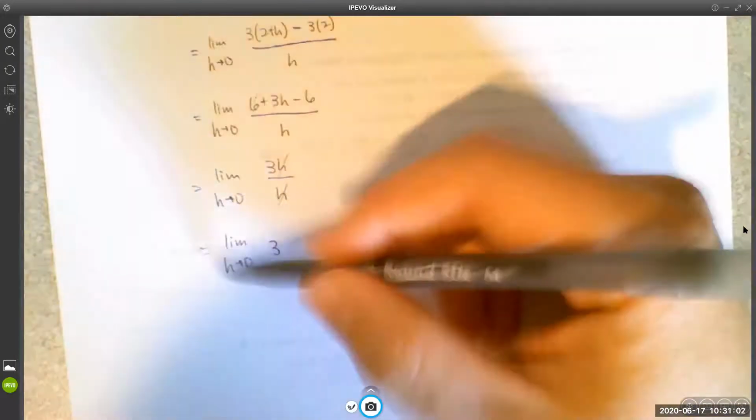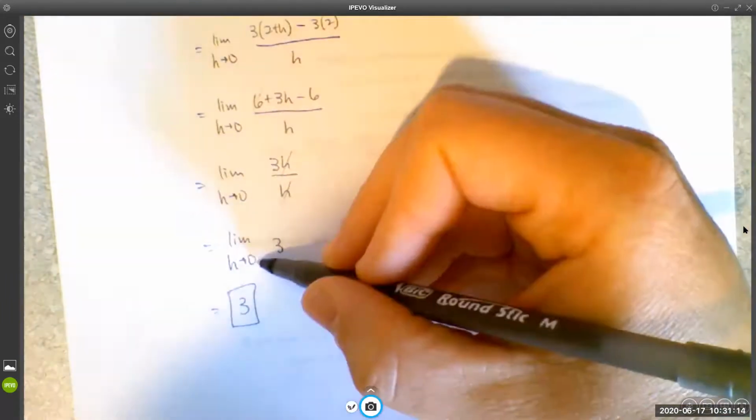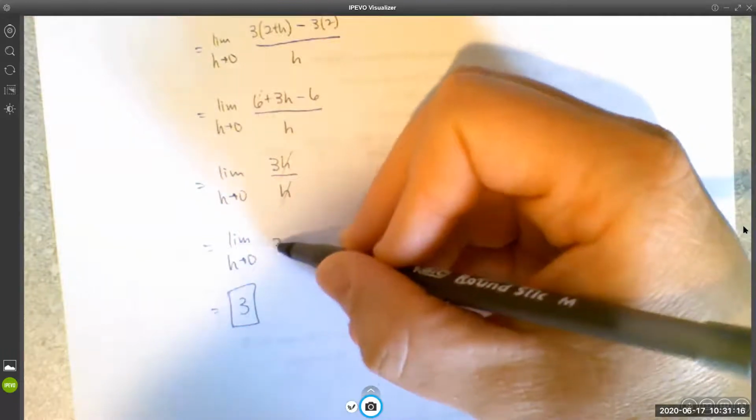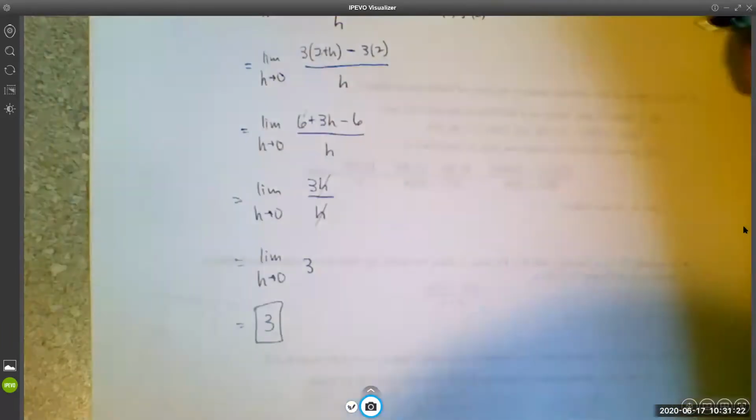That's kind of strange because we're looking for the limit as h approaches 0, but there's no h left over in the expression. Well, if there's no h left over in the expression, then this should just be 3. It doesn't matter what h is. This expression is always going to be 3. So there you go. f prime of 2 is equal to 3.